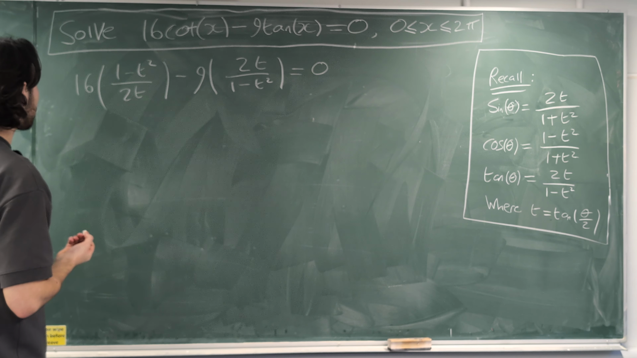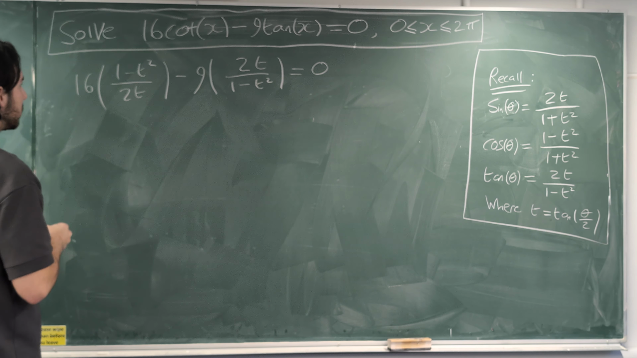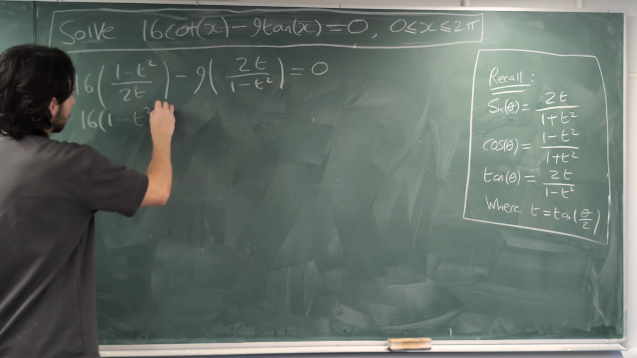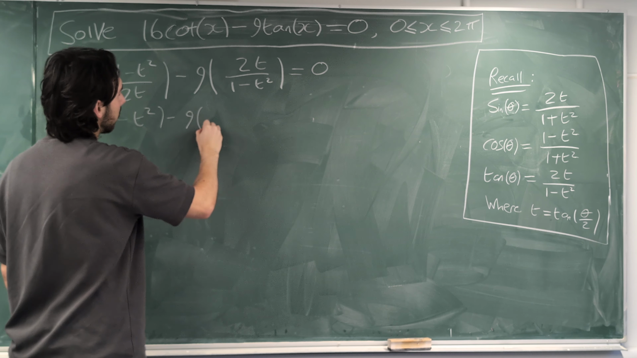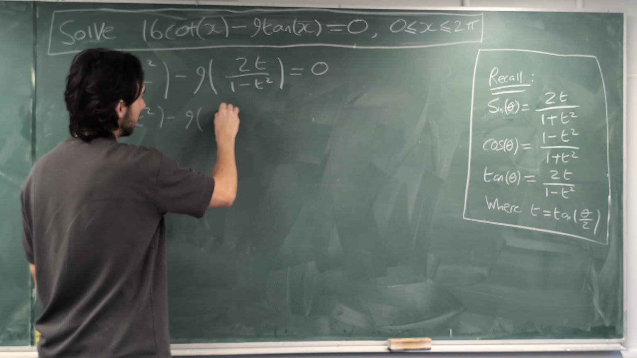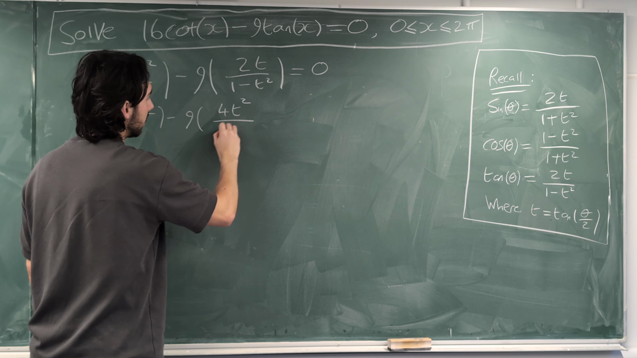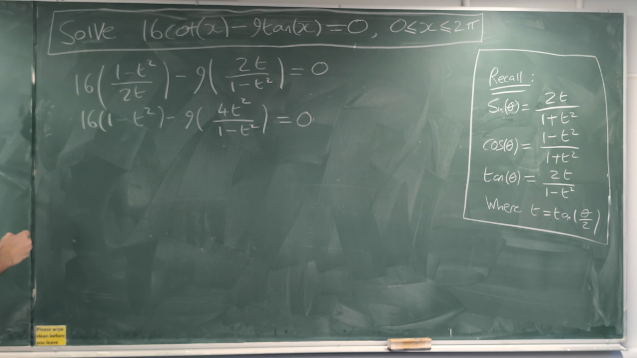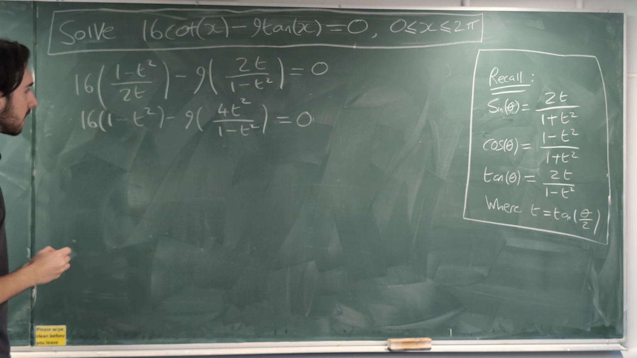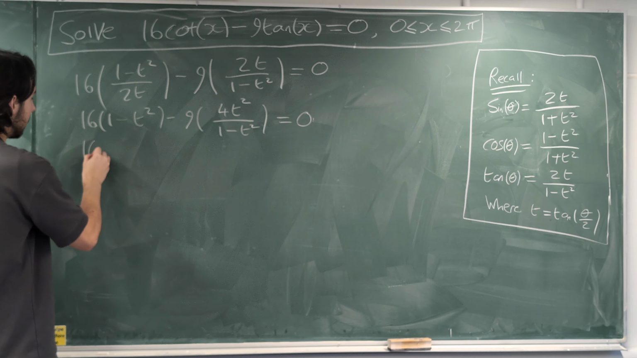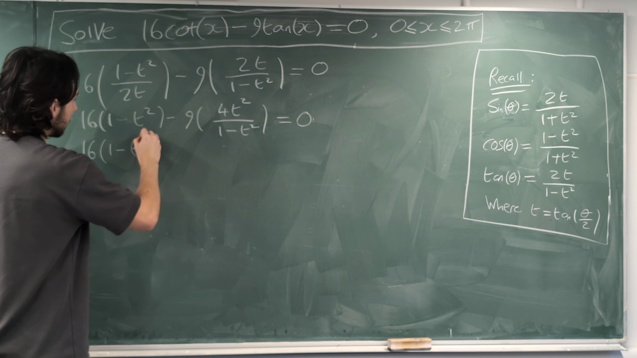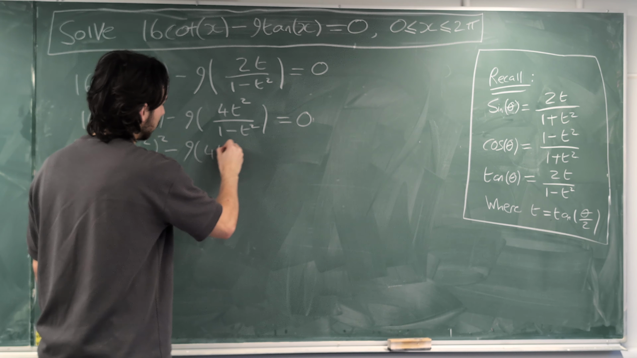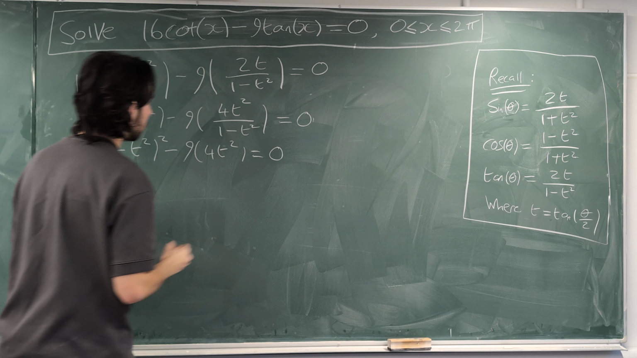So let's times everything by 2t to begin with. So we'll have 16 times 1 minus t squared minus 9 times, and this term is times by 2t, so 4t squared up here. And then that's still equal to 0. Let's also multiply everything by 1 minus t squared, I think. That's probably the best thing to do. So 16 times 1 minus t squared squared minus 9 times 4t squared still equals 0.